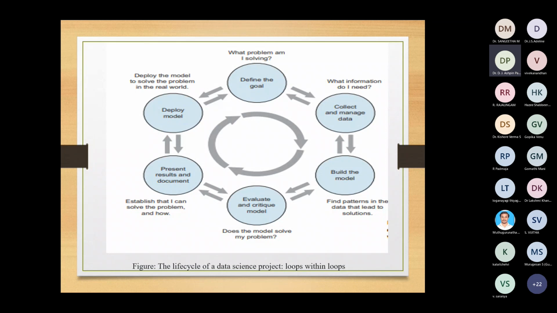Even after completing a project, you have deployed a model, and then you have identified some issues, right? That leads to a follow-up project. That is the main thing in the life cycle of a data science project. That is why it is described as loops within loops.